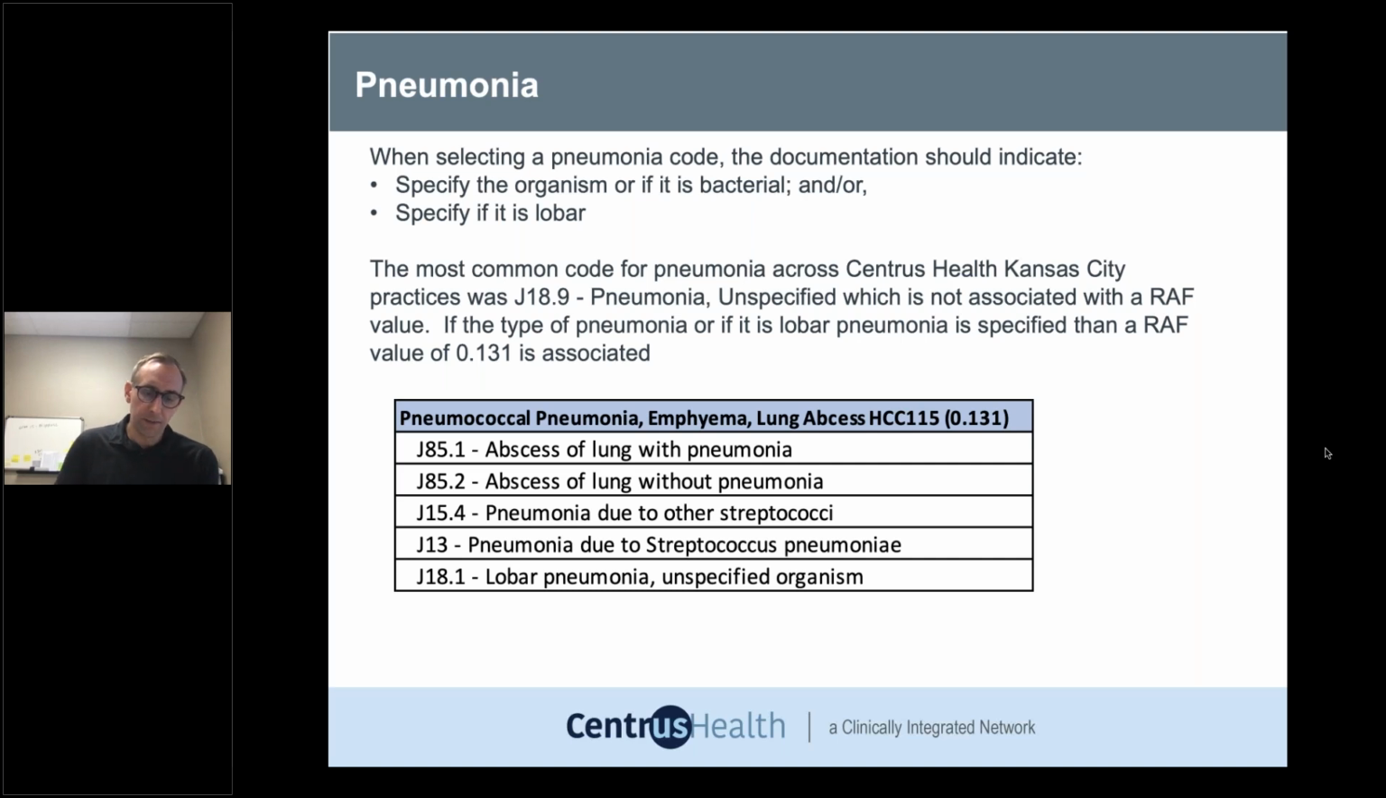So you'll notice that at the bottom of the table, even if you use this, the most common appropriate code that we see being used, and I've done this presentation with pulmonologists a couple times over the last couple days, and they've called this out as well, that at the time they never really know what the organism is. So lobar pneumonia, unspecified organism, J18.1 is risk adjusted. So even though you don't have the full idea of what the organism is, this is still risk adjusted. And with reviewing this, this is probably the most appropriate code that would be used in place of the J18.9.